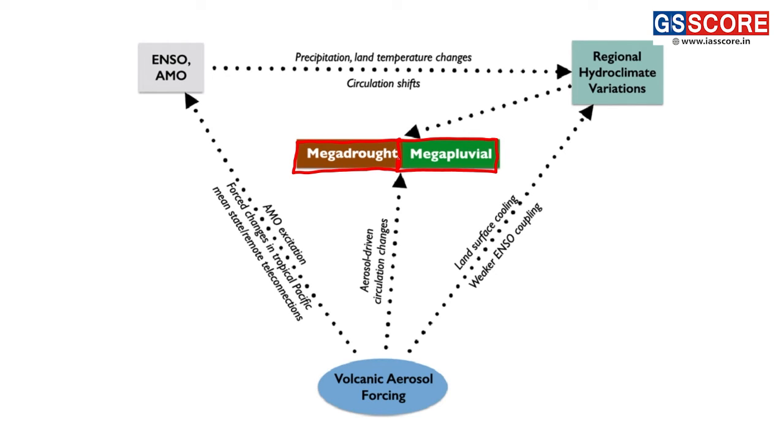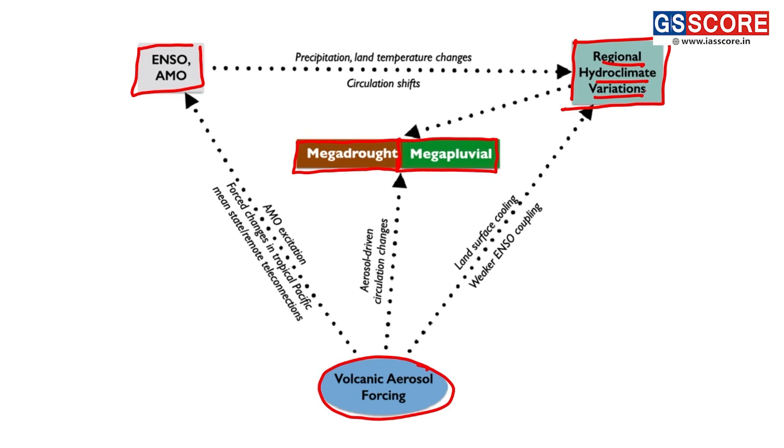Now, there are various factors which are resulting in this mega drought and mega pluvial. For example, there is volcanic aerosol forcing, then there is ENSO circulation, and AMO circulation, that is Atlantic Meridional circulation. Then there is an effect on the regional hydroclimatic variations. These regional hydroclimatic variations are resulting in these two extreme conditions, mega drought and mega pluvial.